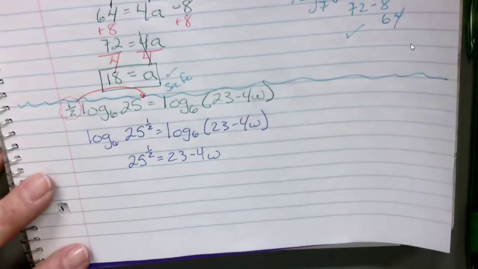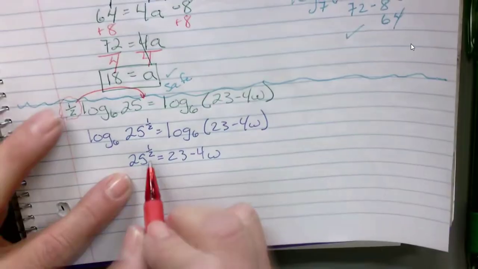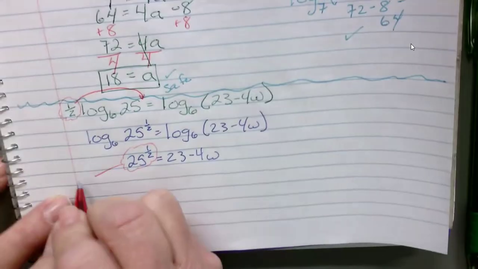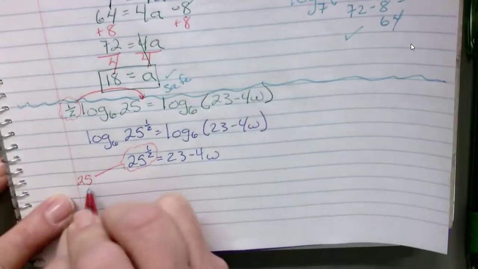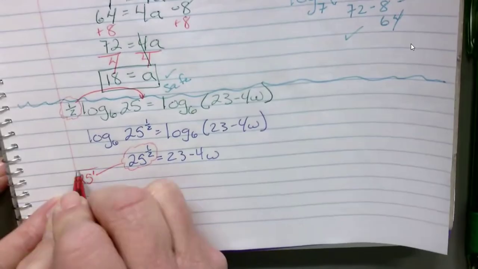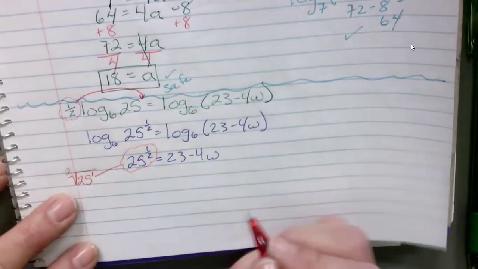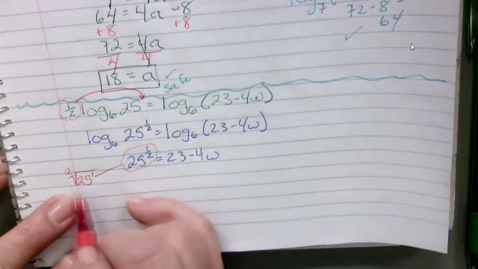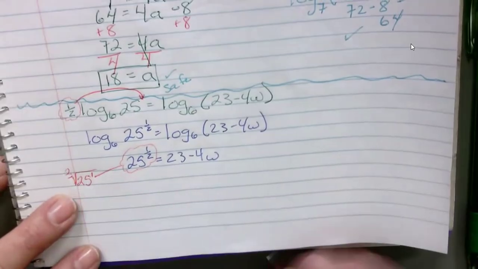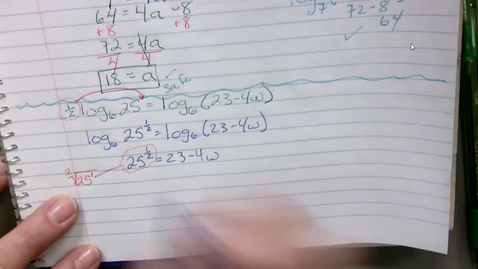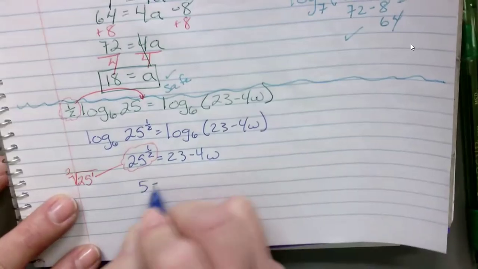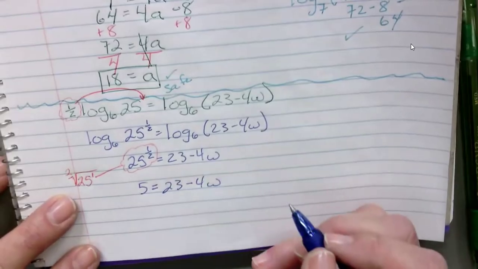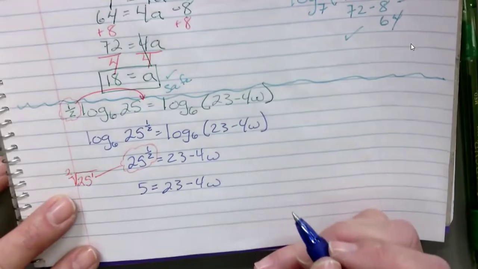From here, we need to remember what we do with exponents that are fractions, so I'm going to do that out to the side. They become a radical, right? So we get 25 to the 1, and then we get a radical sign with the denominator on it, which in this case is a 2, making this the square root of 25. What is the square root of 25? 5. 5 equals 23 minus 4w. Now it is for sure an Algebra 1 problem. Go ahead and solve for w.